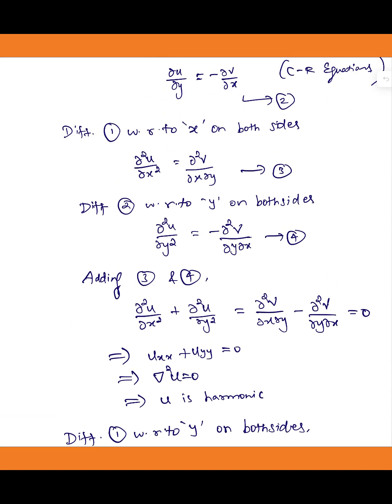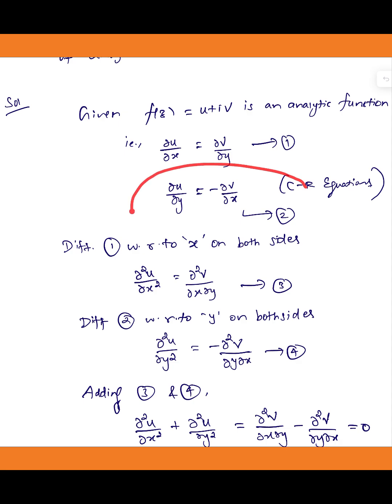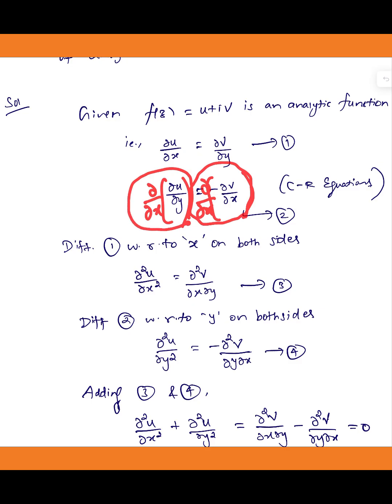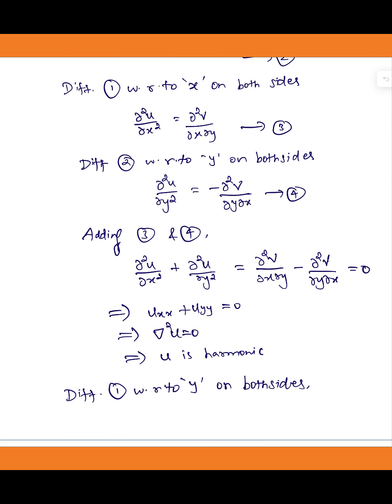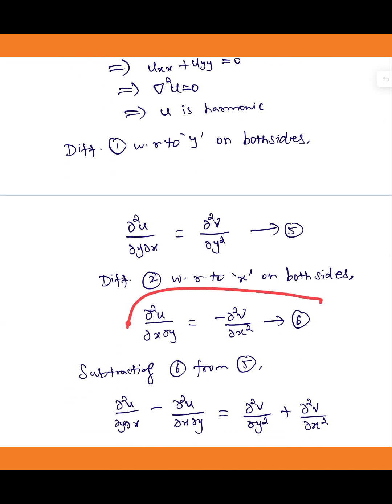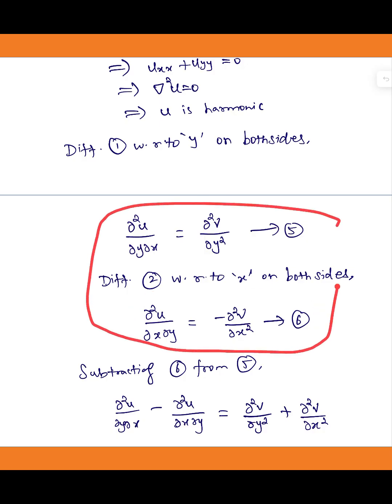Now you take equation number 2 and differentiate with respect to x. So it is ∂/∂x of ∂u/∂y and ∂/∂x of minus ∂v/∂x. So this side it is minus ∂²v/∂x². You pull out minus. This side it is ∂²u/∂x∂y. So that is what I have written here. We obtained two equations, equations 5 and 6.